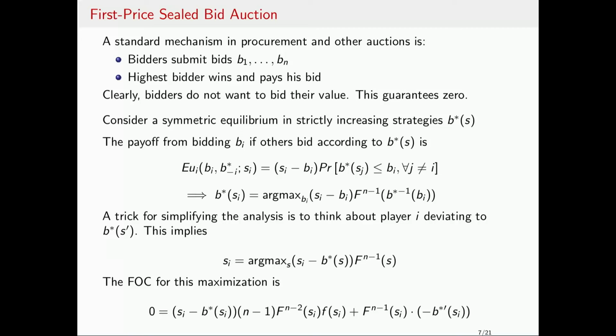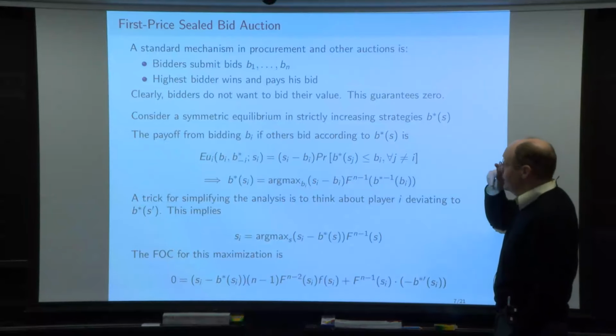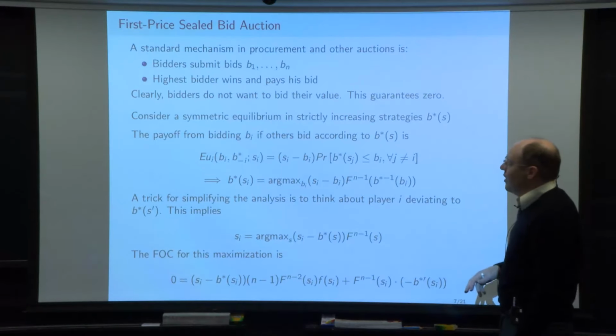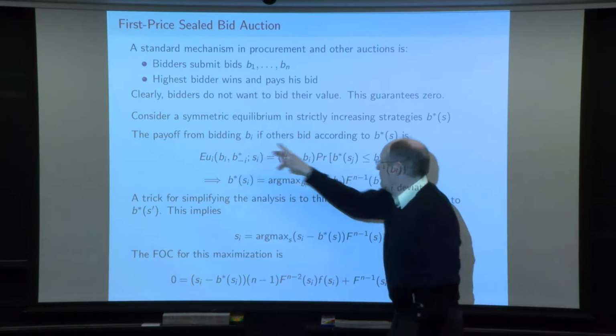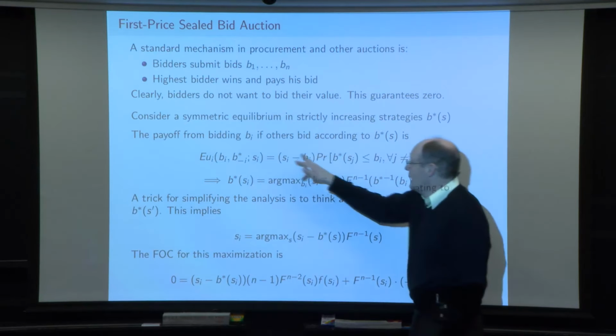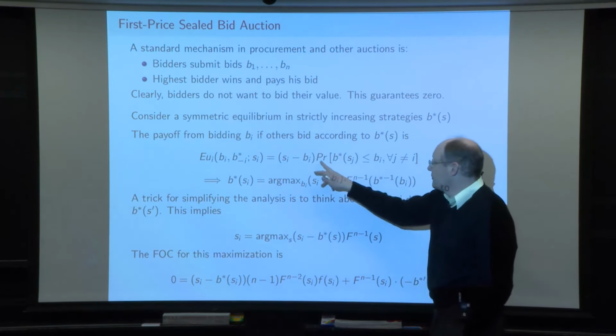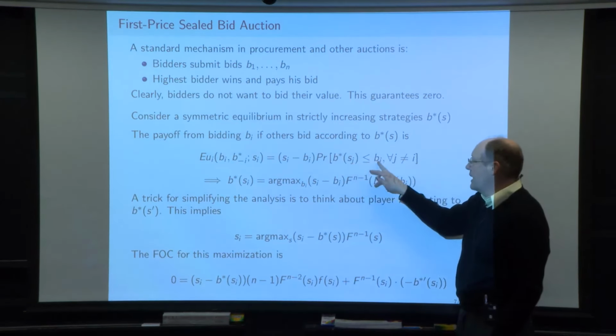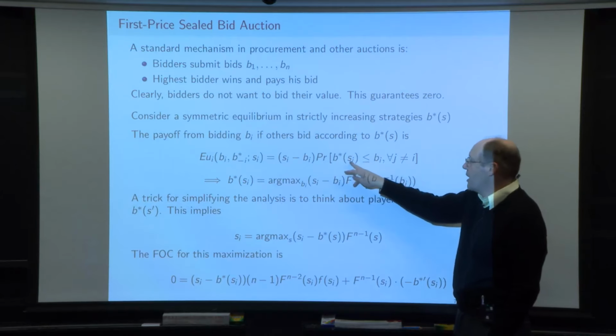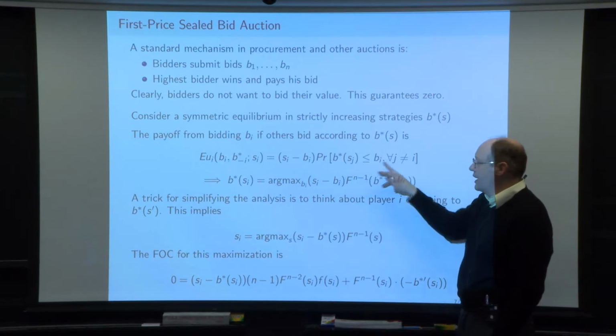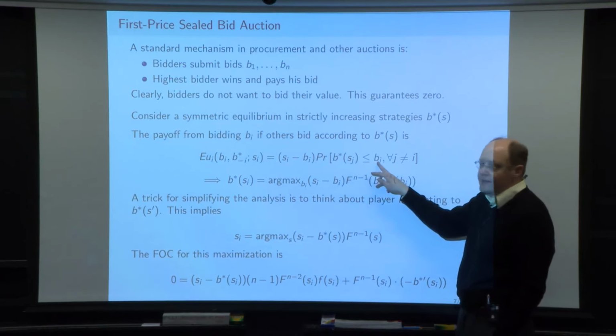So let's think about what the equilibrium would look like. Suppose we had a symmetric equilibrium. Everyone's using these strictly increasing strategies, B star of S: the higher is my value, or signal S, the higher I bid. My payoff, if I bid B_i and everyone else uses B star, is that my prize is S minus B_i. I get that prize if everybody else bids less than B_i, that is, B star of S_j is less than B_i for all j. So I win if everybody else bids less than the amount that I bid.